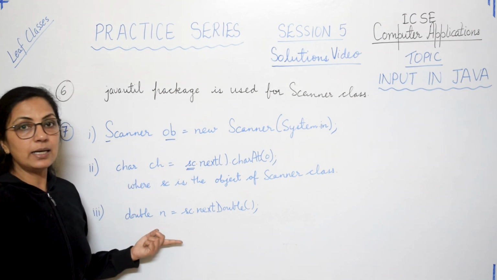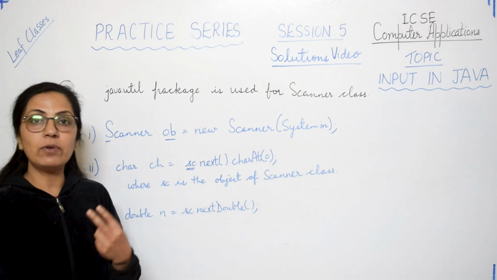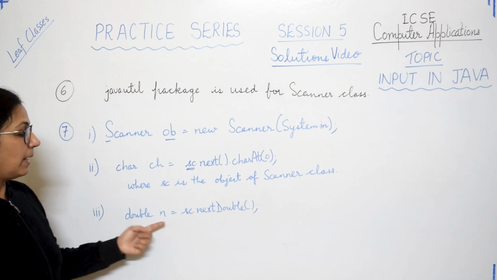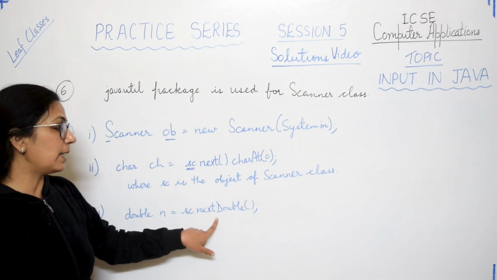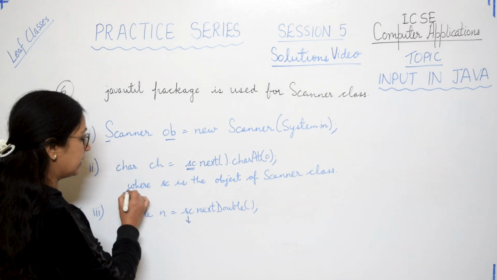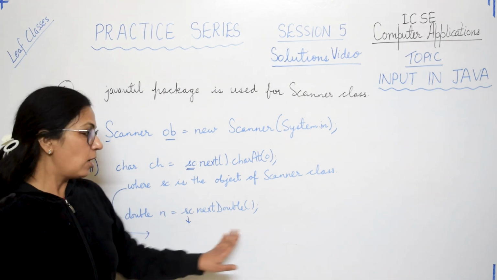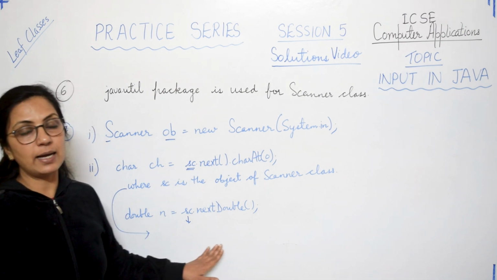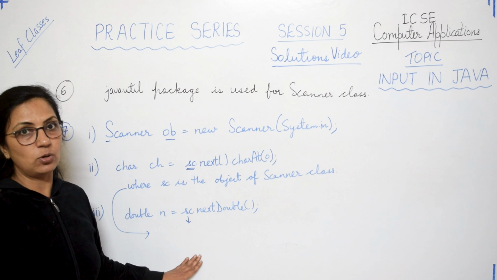And then the third is to input a fractional value. So fractional values, you know, we can have float type or double type. Any one you can write here. Double n, I have taken a variable named n equals sc.nextDouble, and here also you have to specify the same thing where sc is the object of scanner class, or you can write sc.nextFloat. Both the functions are correct for the input of fractional values. I hope it is clear to all of you.